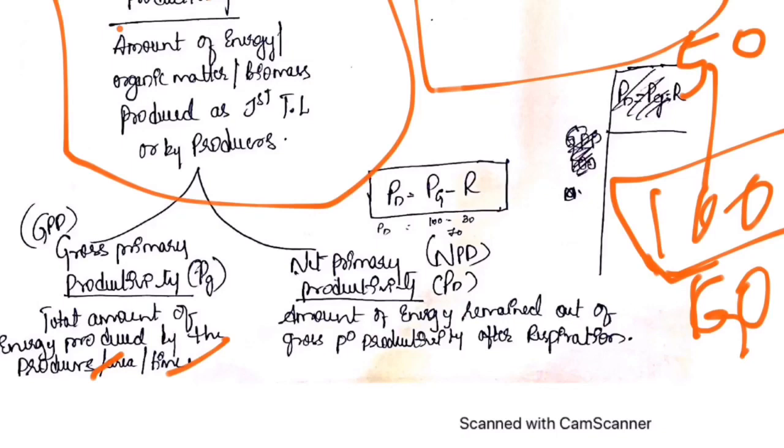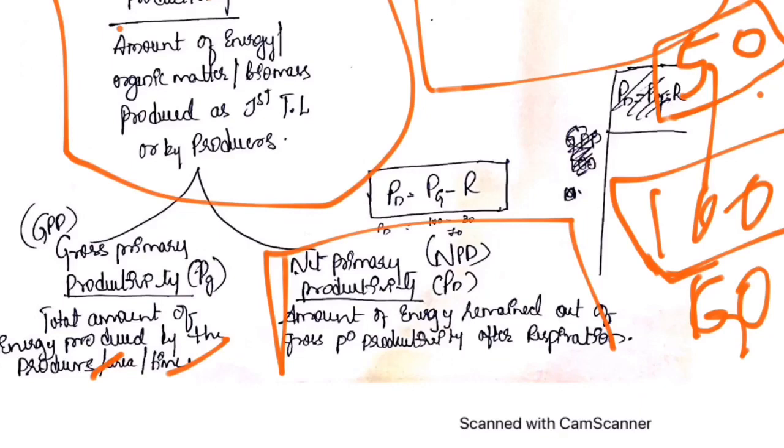Respiration means a number of activities are going on within the organism, so it needs energy for respiration. Some of the energy out of this 100 kilocalories is used by the plant for the maintenance of its body and activities, and the amount of energy remaining is known as net primary productivity. That is the energy remaining out of gross primary productivity after respiration.